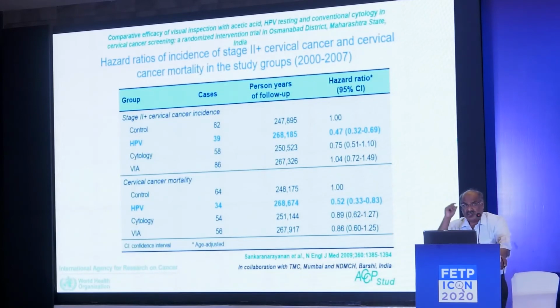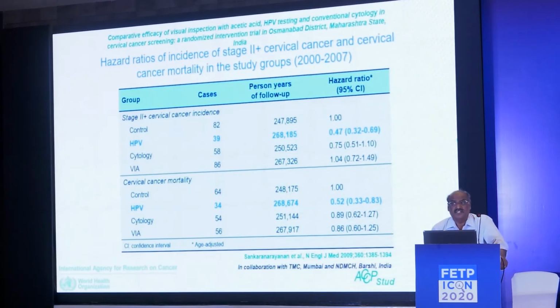Then another landmark study in Osmanabad district in Maharashtra showed a single round of HPV testing can reduce the incidence and mortality from cervix cancer by 50%. And that protection stays for long. For 10 years, those people who have a negative HPV test do not develop cervical cancer. They have very high negative predictive value.